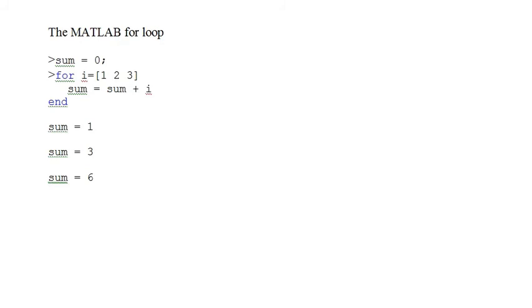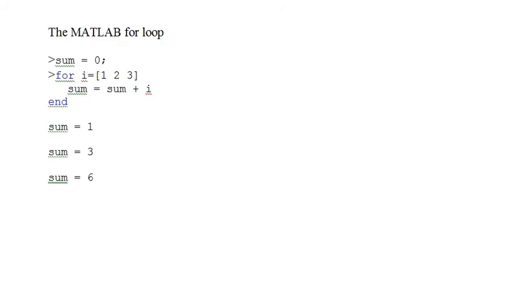When the for loop is executed, the index variable is assigned the first value in the for list, and the statements between the for command and the matching end command are executed. Then the index variable is assigned the second value in the for list, and the statements are executed again, and so on, so that the statements between the for and the end command are executed a total of n times, where n is the number of elements in the for list.